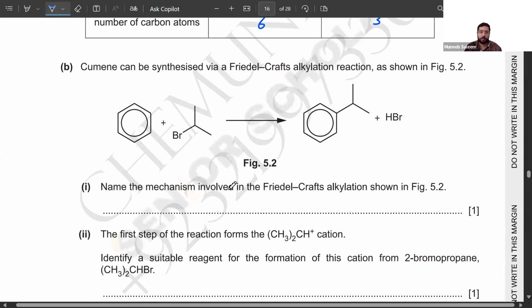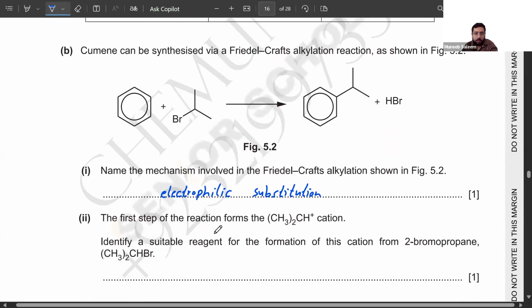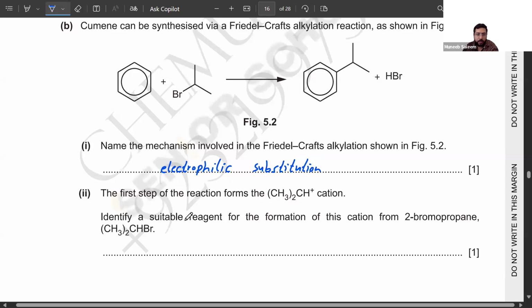So this is the reaction. Name the mechanism involved in this reaction. So we know that Friedel-Crafts alkylation goes through the electrophilic substitution reaction, because we have the formation of an electrophile, in this case from the bromine bonding, reacting with the catalyst generator.